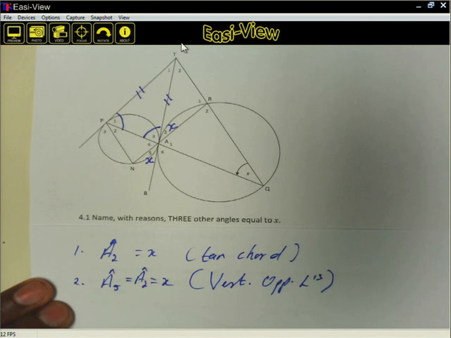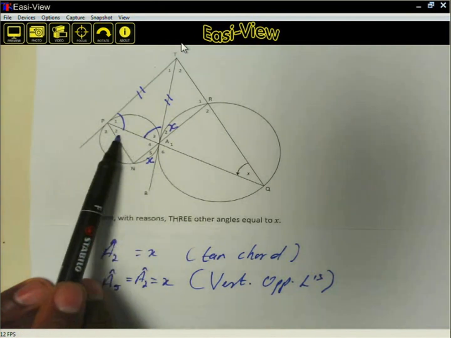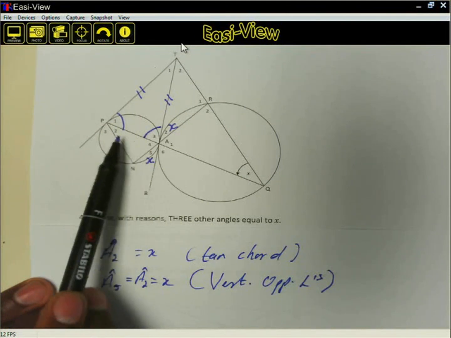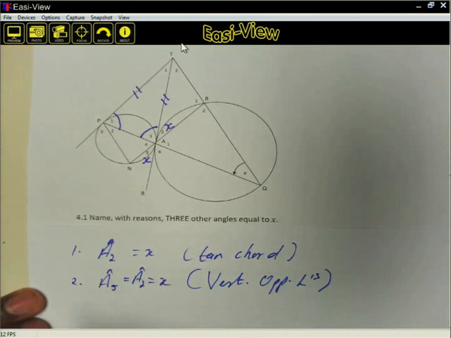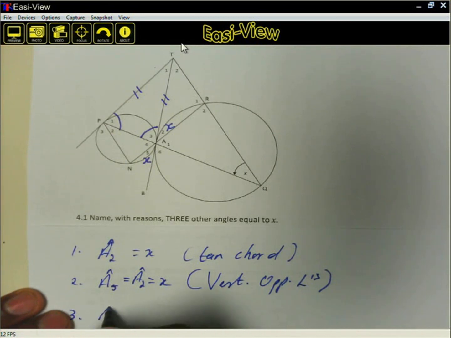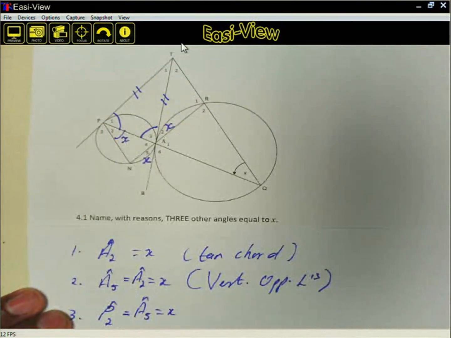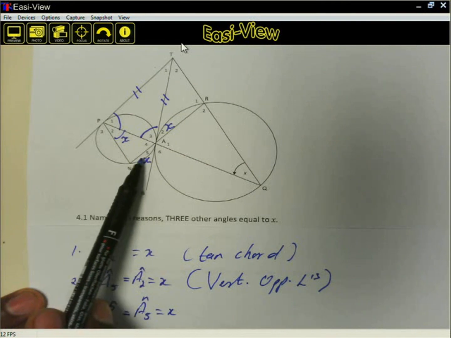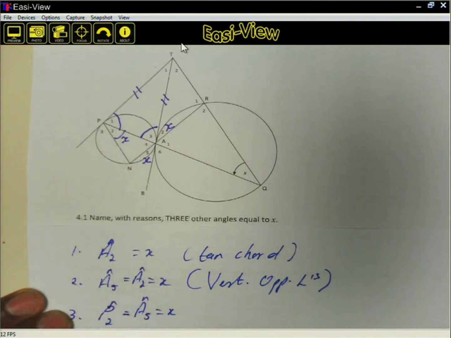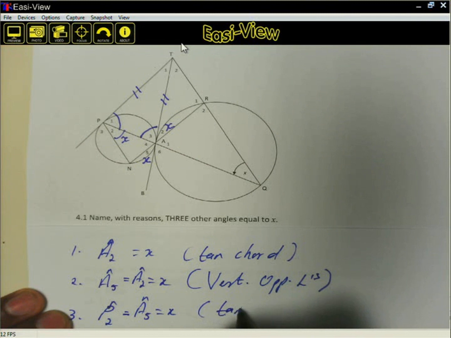So the question says name with reasons 3 other angles. Look at A5. Look at P2. It means A5 will also be equal to P2 according to the tan chord theorem. The third angle is then P2, which is also equal to A5. And remember, A5 is equal to X. So it means P2 is also equal to X. What is the reason for that statement? The reason is the tan chord theorem.